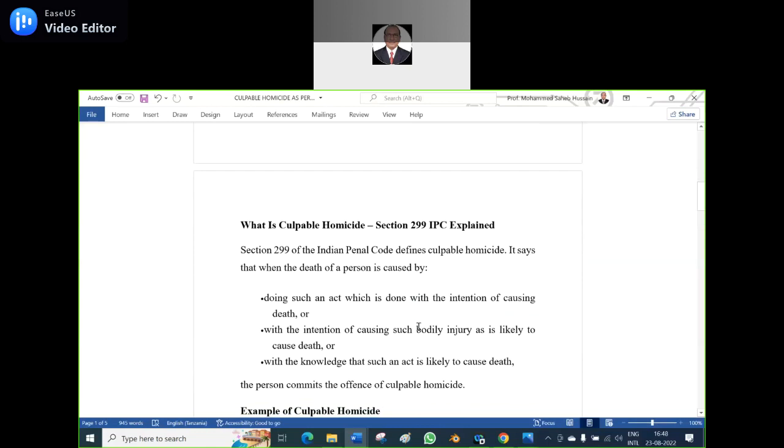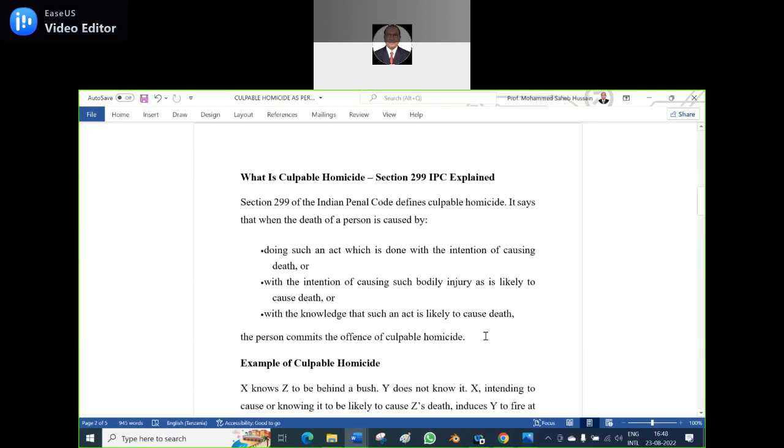Here it says that when the death of a person is caused, number one, by doing an act with the intention of causing death, where the intention is present to cause the death of a person; or with the intention of causing such bodily injury as is likely to cause death; or with the knowledge that such an act is likely to cause death, the person commits the offense of culpable homicide.